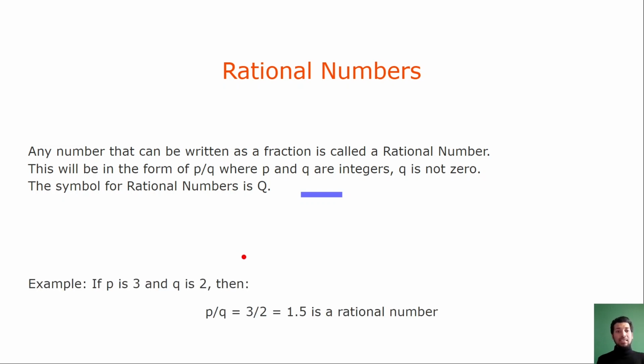Now let's look at this example right here. Here we have p equal to 3 and q equal to 2. Now this fraction p over q becomes 3 over 2. Now this 3 over 2 is also equivalent to 1.5. So 1.5 is a rational number.